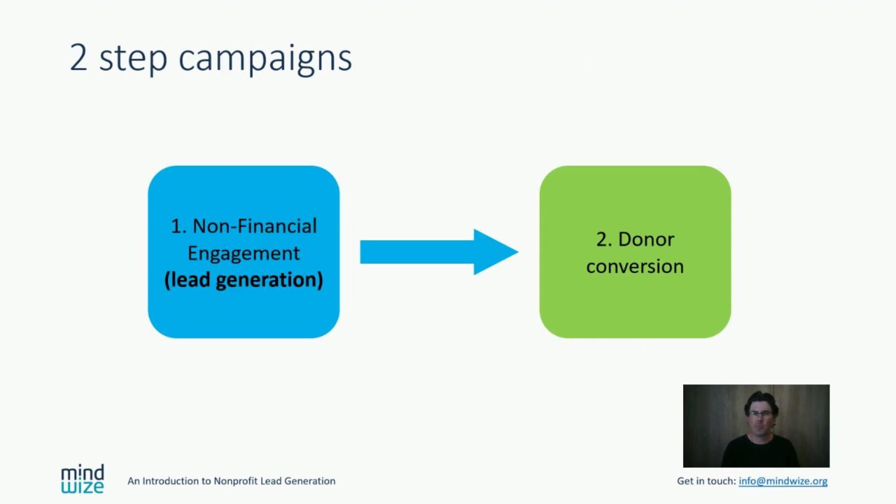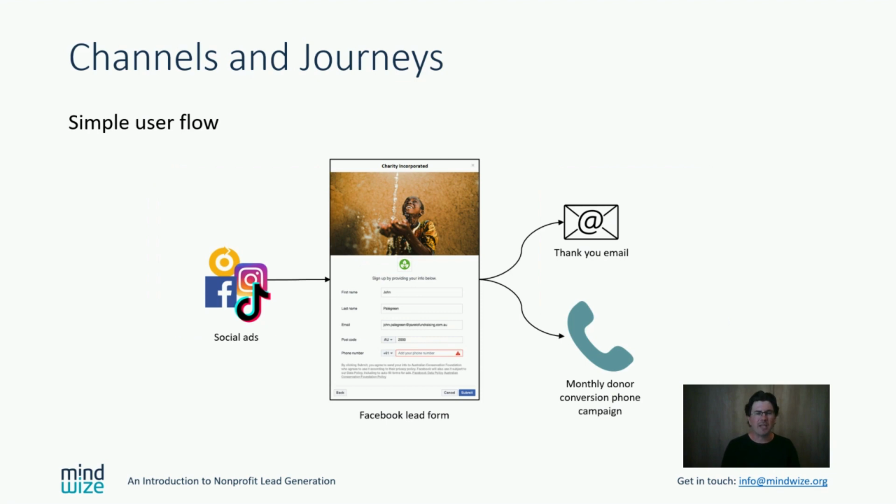As I said before, nonprofit lead gen campaigns are often driven by fundraising objectives, and we can call these two-step campaigns, with the first touch point being lead generation and the second being donor conversion. Two-step campaigns can involve a range of different channels and complexity. Up the simple end of the spectrum, we're running ads on Facebook, Instagram, maybe TikTok, and we're driving traffic to lead forms that are set up within those social platforms, so there's no web page setup required. When someone takes that lead gen action, they receive a thank you email and they go into a donor conversion phone program. So it's fairly straightforward.